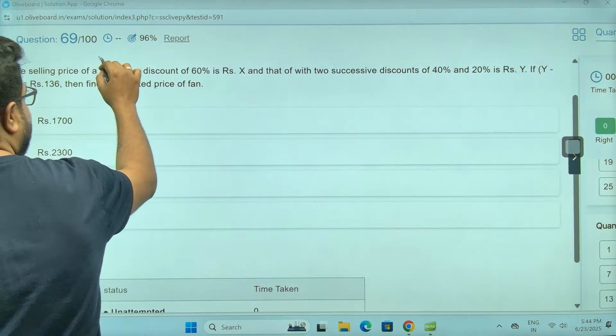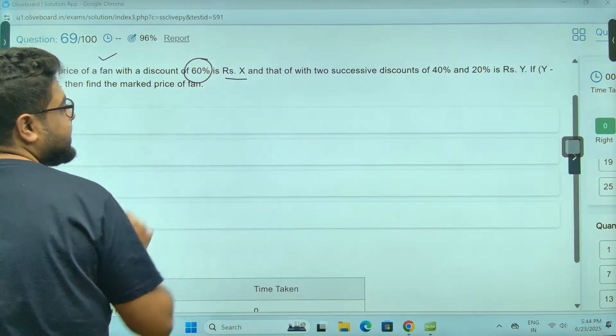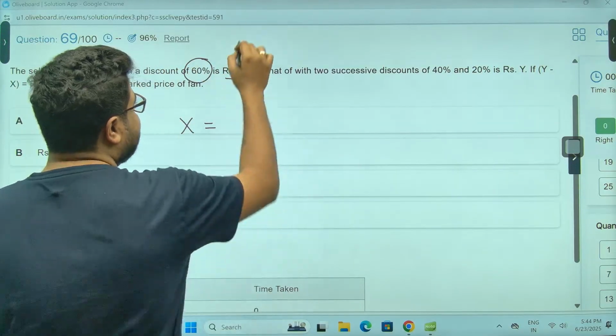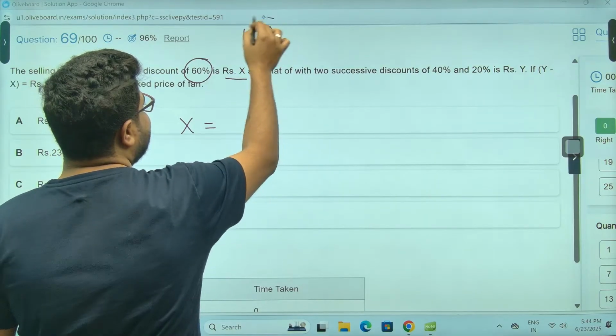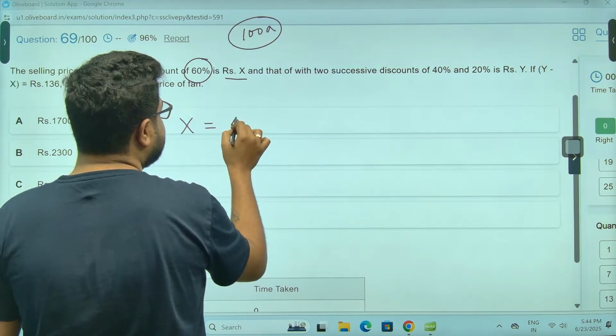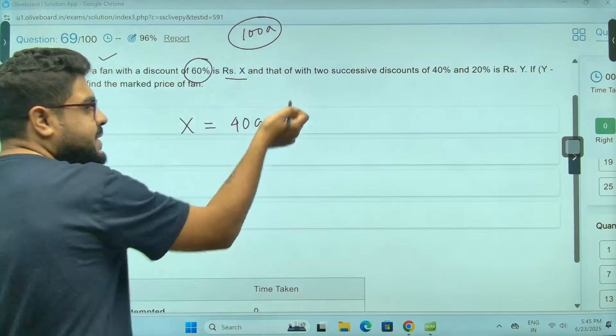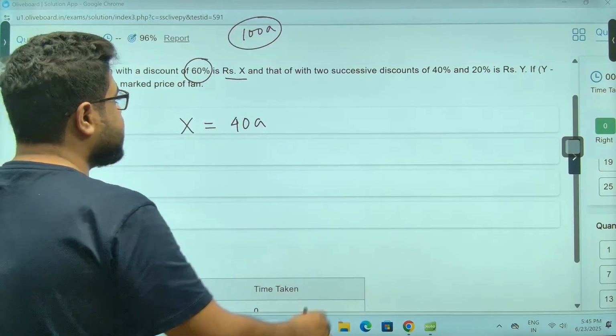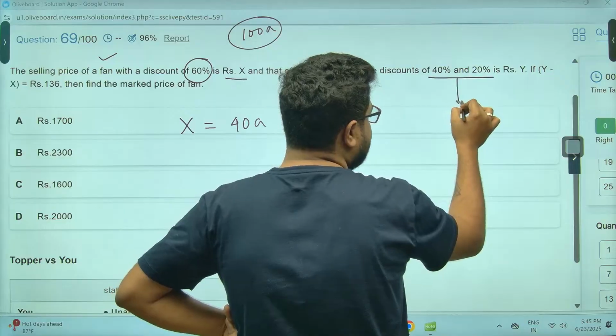Selling price of a fan with discount of this is x. अच्छा, x का value क्या है सर? Sir, whatever is the selling price, MP I'm taking 100A. So it will be, sir, 40A. 60% discount means 40% is selling price. So two successive discounts of this. Sir, what is the discount?